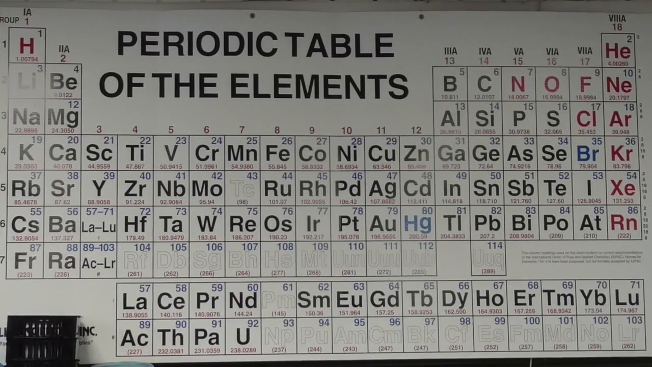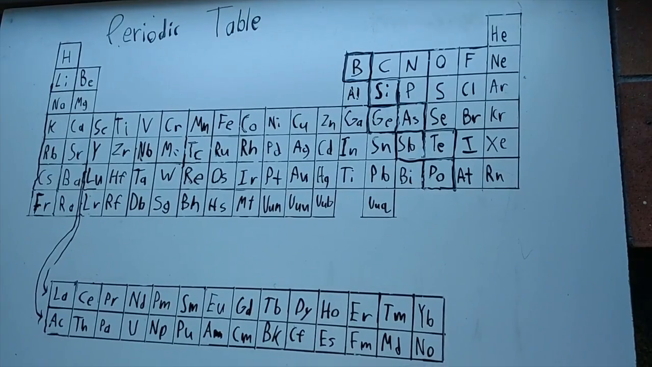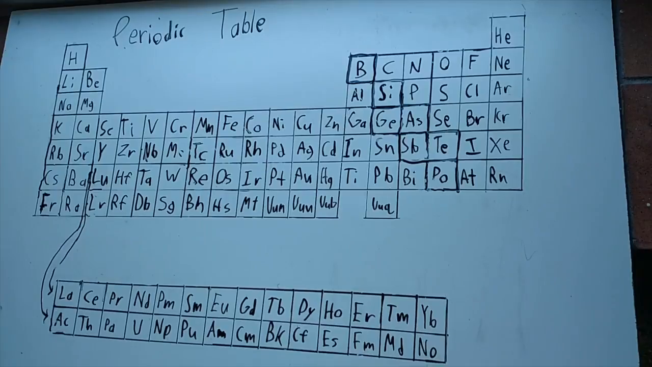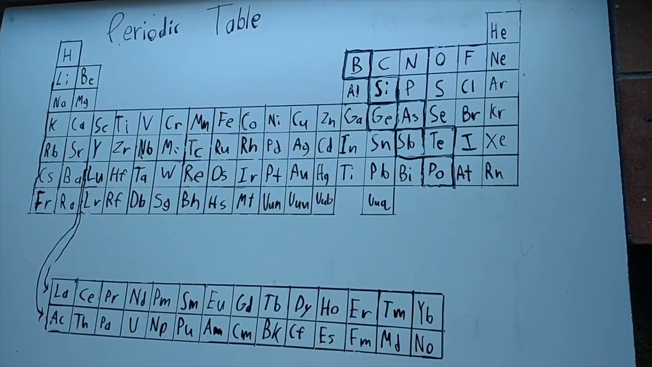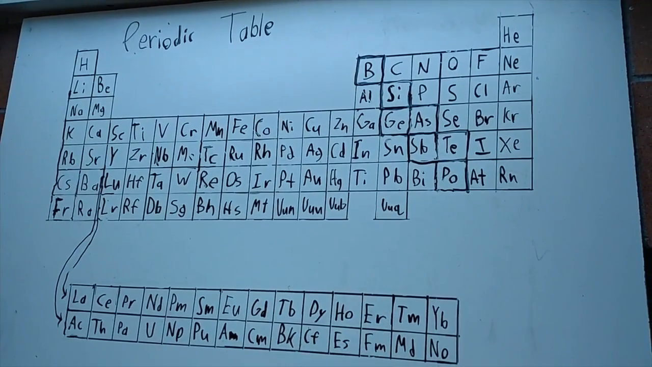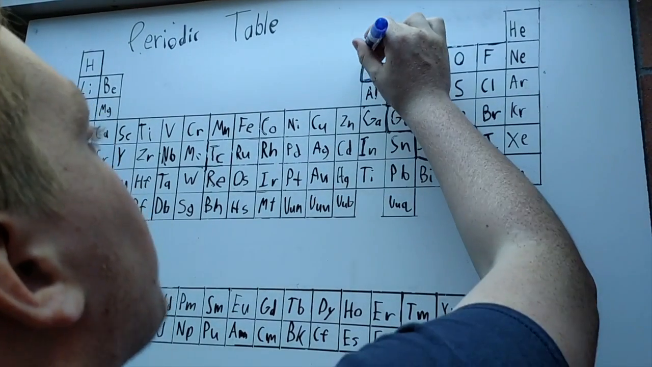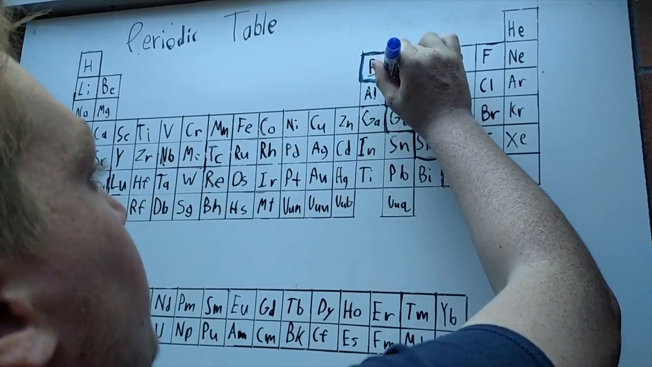Preparing the periodic table. Today we're going to be talking about periodic trends and the different types of elements on the periodic table. There are three main types of elements: the metals, the nonmetals, and the metalloids. To separate them on the periodic table, we draw this staircase right here.